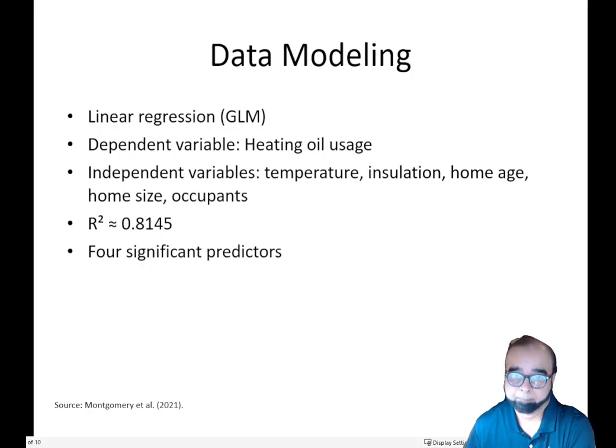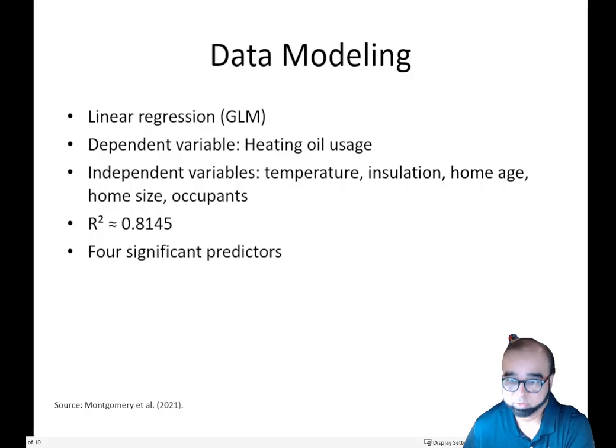Data modeling. After preparing the data set, Home and Hearth developed a generalized linear model using linear regression. The dependent variable was heating oil usage. The independent variables included outdoor temperature, insulation rating, home age, home size, and the number of occupants.